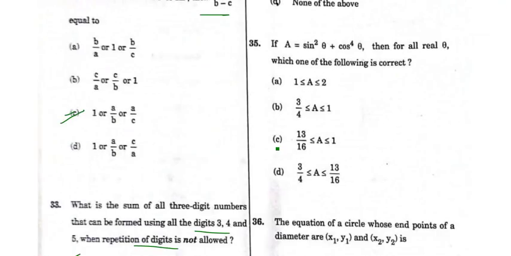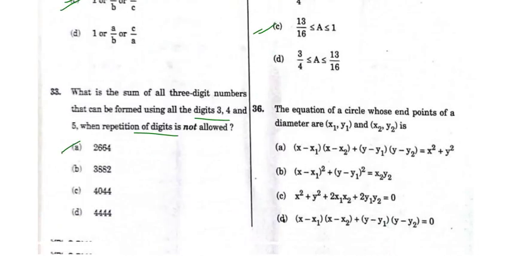If a equal to sin square theta plus cos 4 theta, then for all real theta which one of the following is correct? So 35th will be C. Okay. Next question is 36. The equation of circle whose end points of diameter are (x1, y1) and (x2, y2) is.